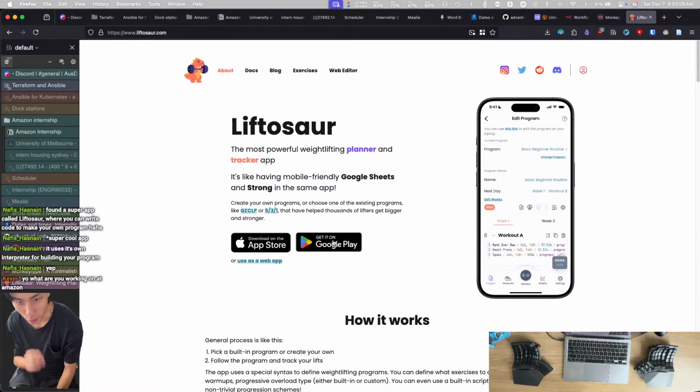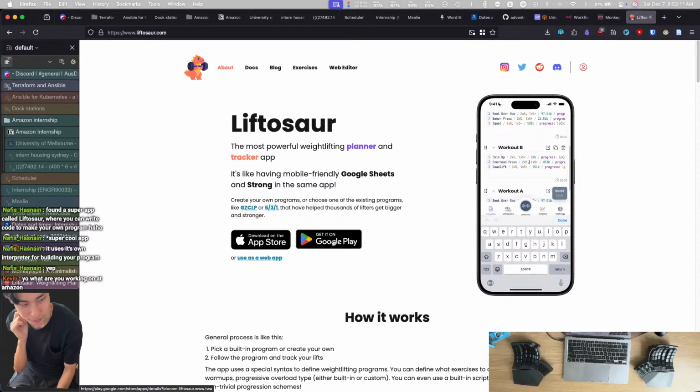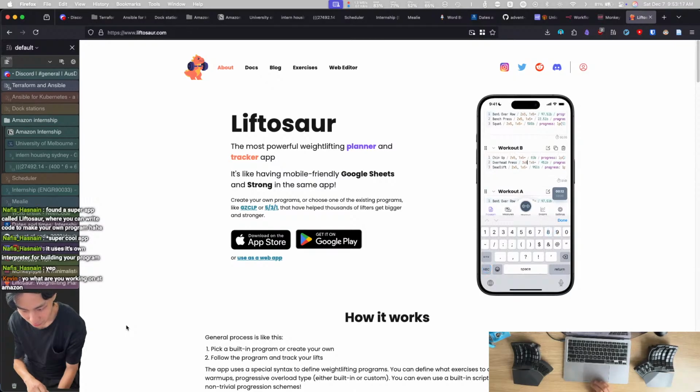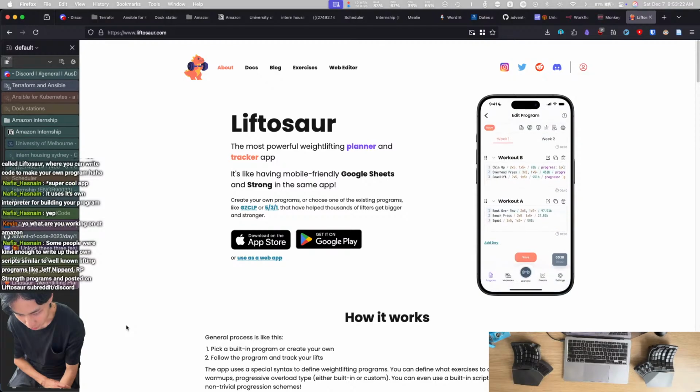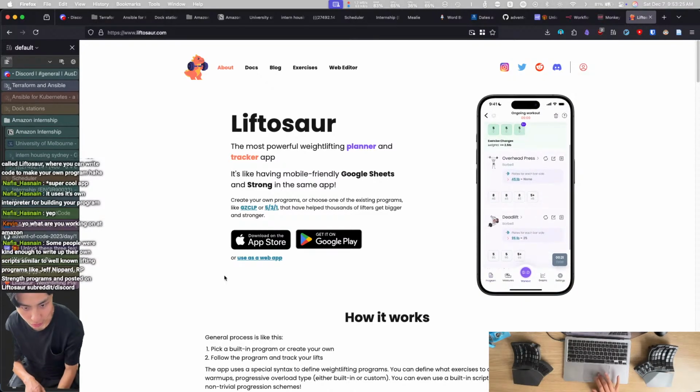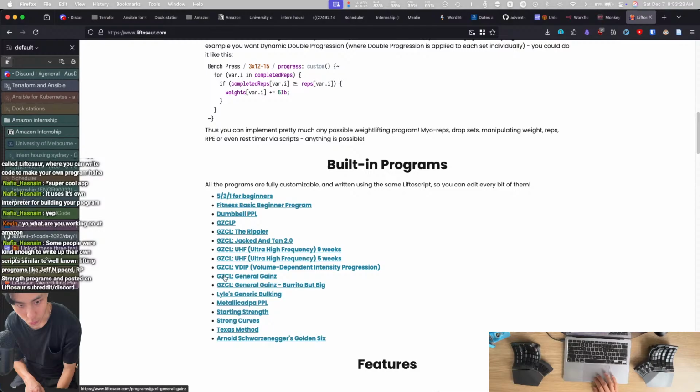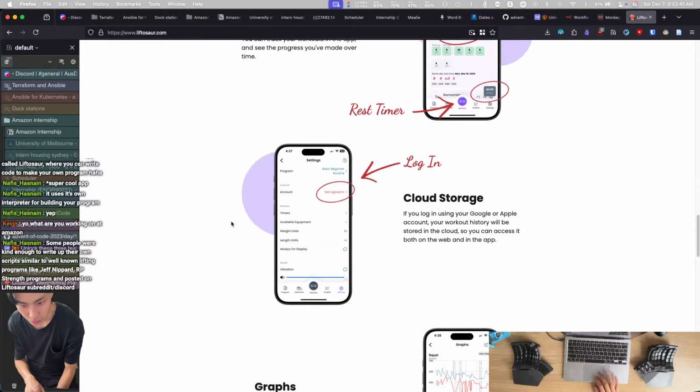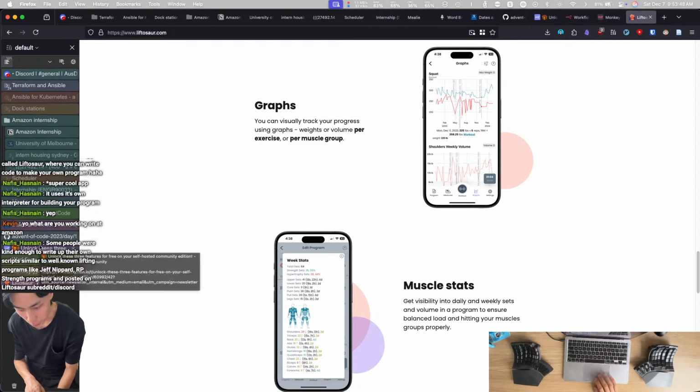So this is its own programming language, and you can build out your program. Interesting. There are scripts for well-known lifting programs like Jeff Nippard, RP strength programs, and the Liftosaur subreddit. I see. For sure. Because I know GZCLP, because I've done it for a bit, but then I stopped. That's all I remember.